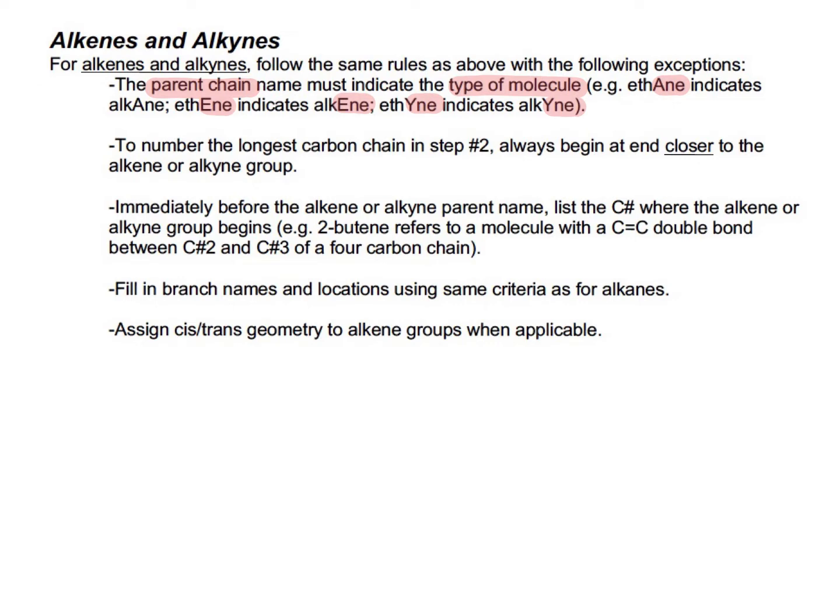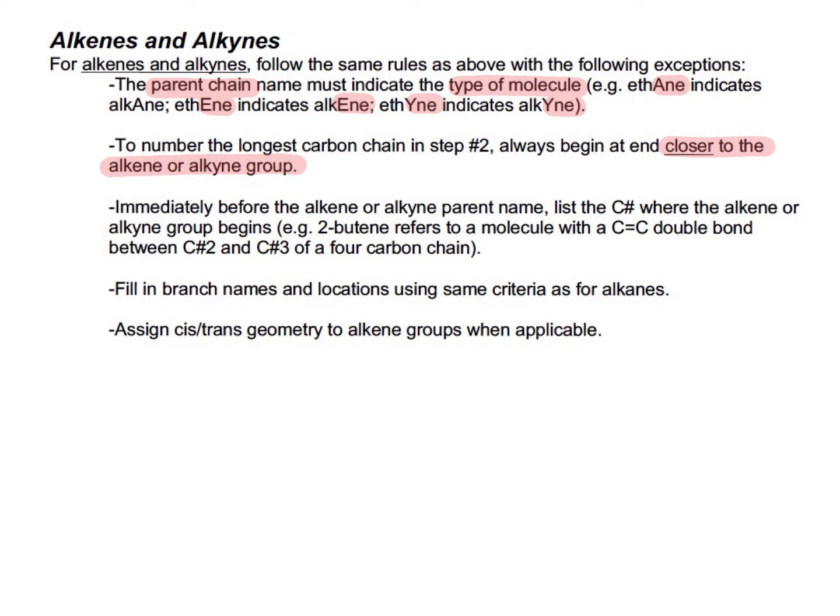Now, to number the longest carbon chain that we did back in the previous video in step number 2 of our nomenclature system, what we will do is always begin at the end closer to the carbon-carbon double bond of the alkene or the carbon-carbon triple bond of an alkyne. So rather than numbering from the end closest to a branch coming off of the chain, which is what we did for alkanes, instead what's going to take priority is numbering from the end of the longest carbon chain that is closer to where the double bond or the triple bond is.